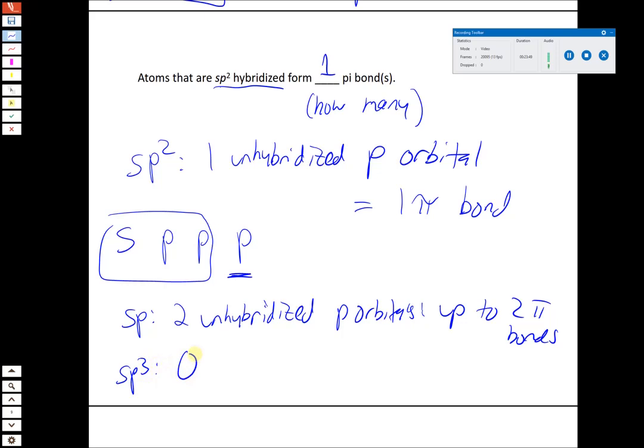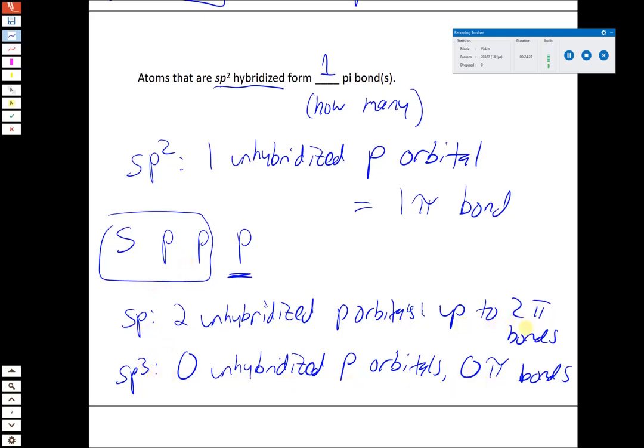sp3 you have 0 unhybridized p orbitals. So you would expect in these situations to have 0 pi bonds. Things get a little bit more murky when you start talking about hypervalent atoms that have more than a complete octet, expanding the octet of the central atom, so it gets a little bit weird there. But generally speaking, if you're talking about 2p elements, especially carbon, nitrogen, oxygen, and so on, if you have sp3 hybridization, you have no pi bonds.